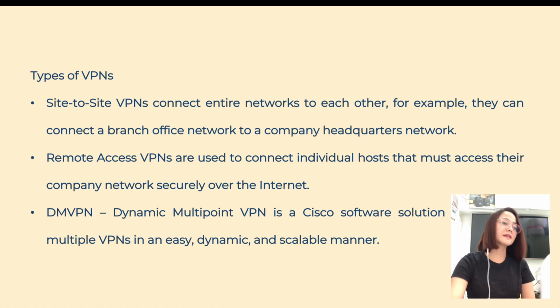Types of VPNs. Site-to-site VPNs connect entire networks to each other. For example, they can connect a branch office network to a company headquarters network. Remote access VPNs are used to connect individual hosts that must access their company network securely over the internet. DMVPN, or Dynamic Multipoint VPN, is a Cisco software solution for building multiple VPNs in an easy, dynamic, and scalable manner.